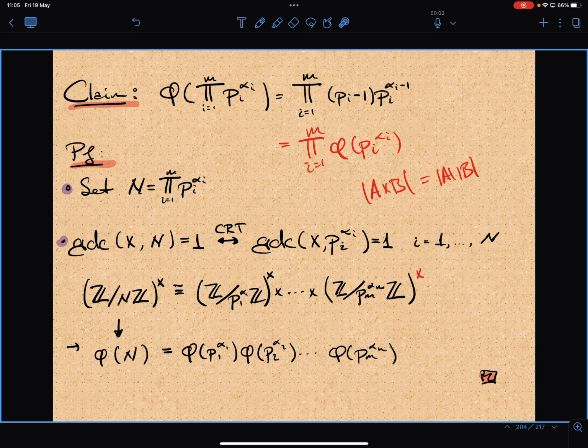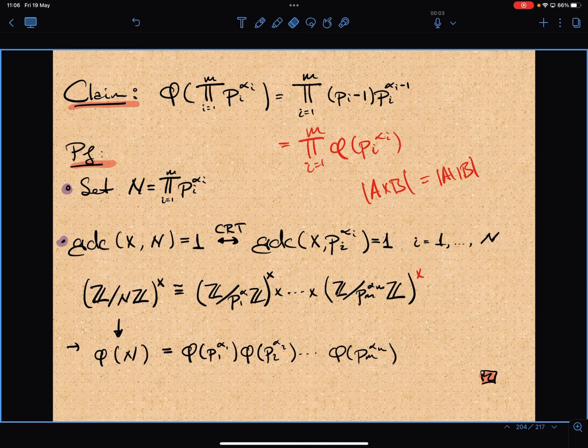I want to go back to this claim that we had at the end of the last lecture. I want to go over it again to make sure that we understand what's going on here. So in here, what I want to prove is that the Euler phi function has a multiplicative structure. So if you write the number inside of the phi function as its prime factorization, then you can take the product out and keep the primes inside.